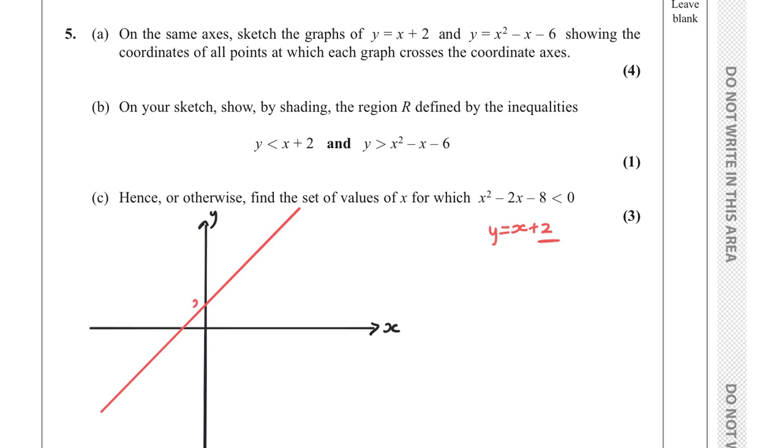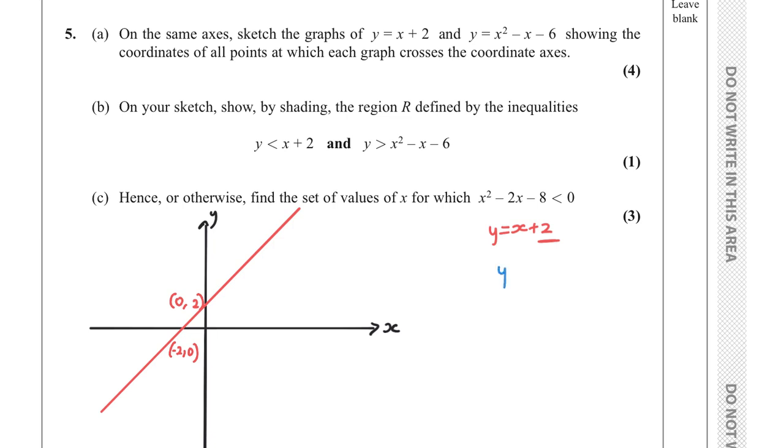So we know this is 2. How do we find out where this is? Well, I know that on this line y equals 0. If y equals 0, 0 equals x plus 2, so x must equal negative 2. So we know this is (0, 2), and this one is (-2, 0). So I've done all the coordinates for that one.